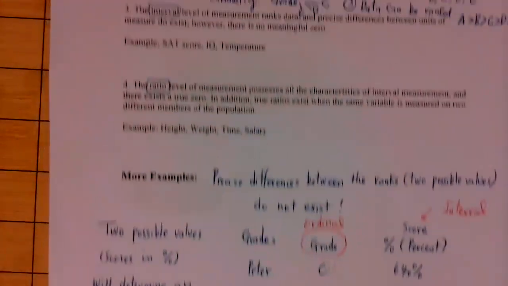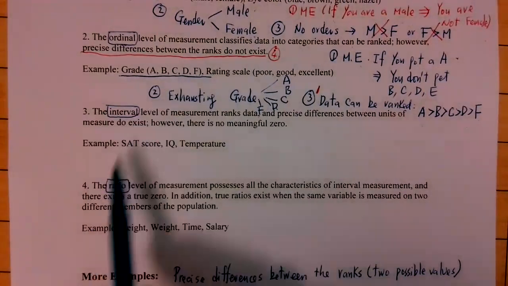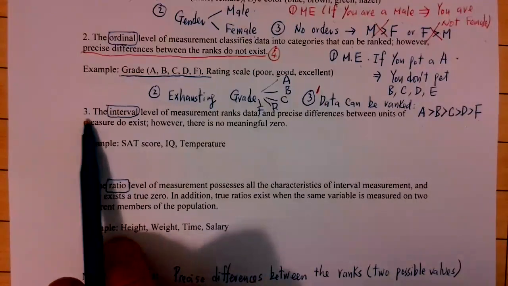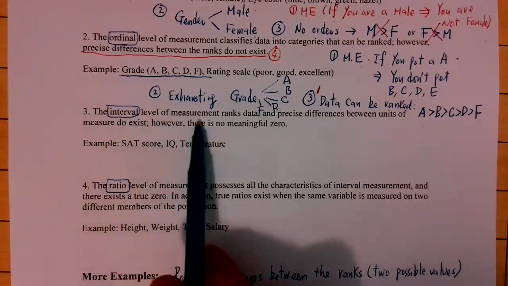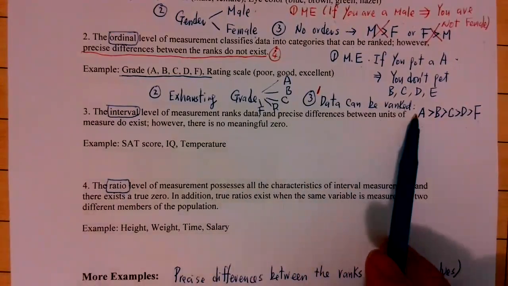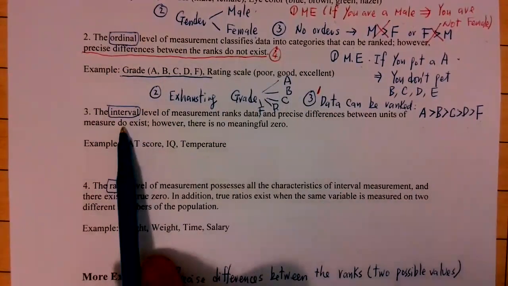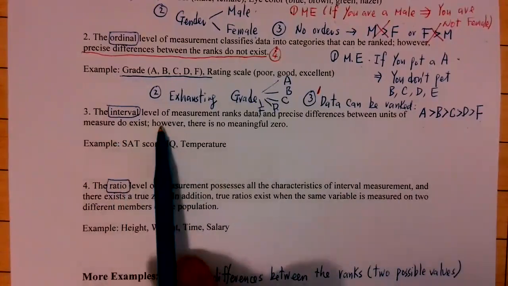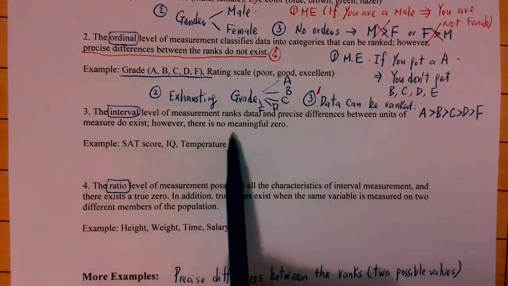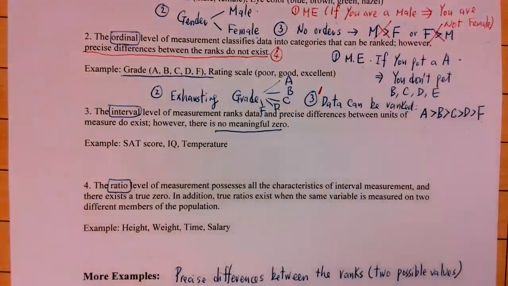Okay, let's look at the last one. We know what interval level is already. What's the ratio level? Let's read the paragraph. The interval level of measurement ranks the data and precise differences between units of measure do exist. Everything the ordinal level has, the interval level also has, okay? But the interval level has more advanced features. However, there is no meaningful zero. Meaningful zero, highlight this, okay?